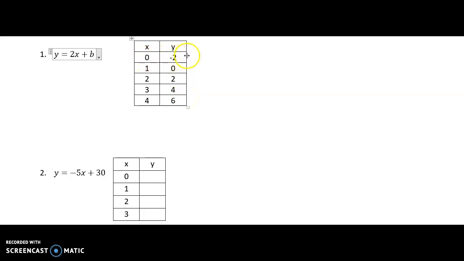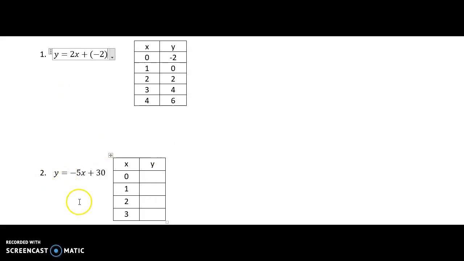The starting point is always where x equals 0. So for this problem, our starting point is going to be -2. So for this table, your equation is going to say y equals 2x plus -2.